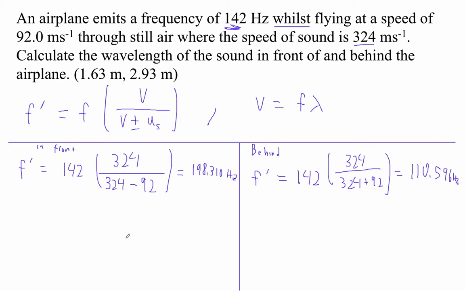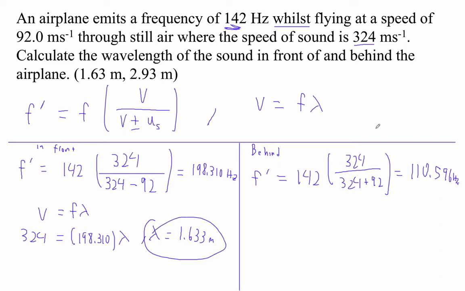All right. And then we want to find the wavelength. So we're going to go v is fλ, and we'll use this as our f. So v is fλ. The speed of sound is still 324, then our frequency is 198.310, and lambda is what we've got to find. So 324 divided by 198.310 is 1.633. So in front of the plane, it's a shorter wavelength.